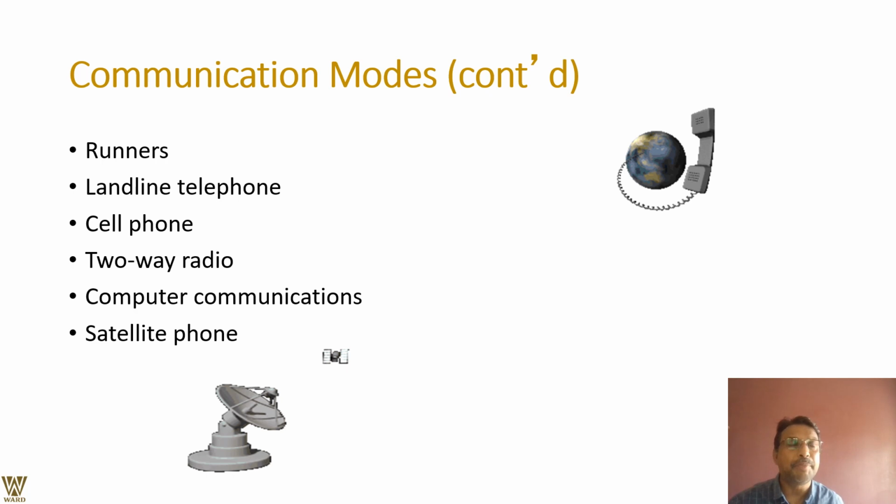We can have runners, where people are physically transmitting the communication word to word. A person hears it, sees it, and runs from place A to place B, known as runners, and transmits that information. Landline telephone, cell phone: they are not running, but they are transmitting the information.